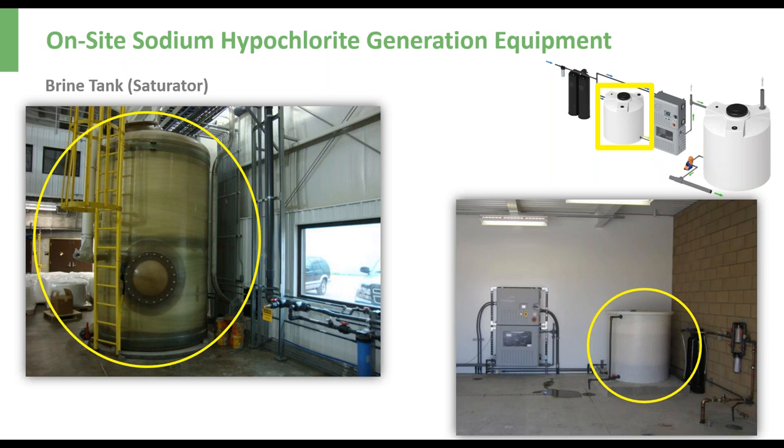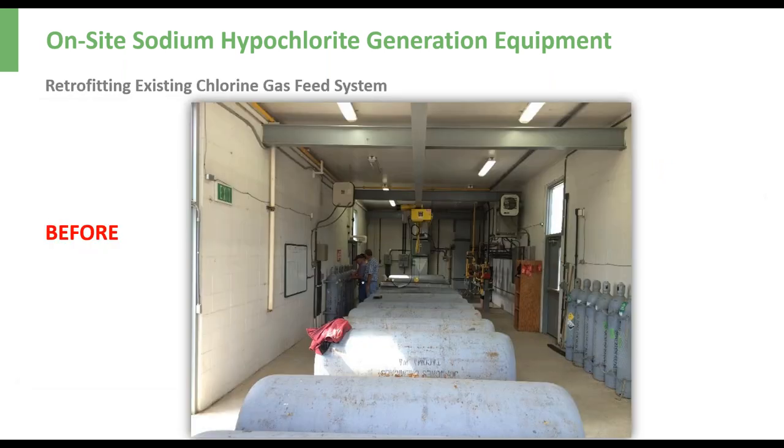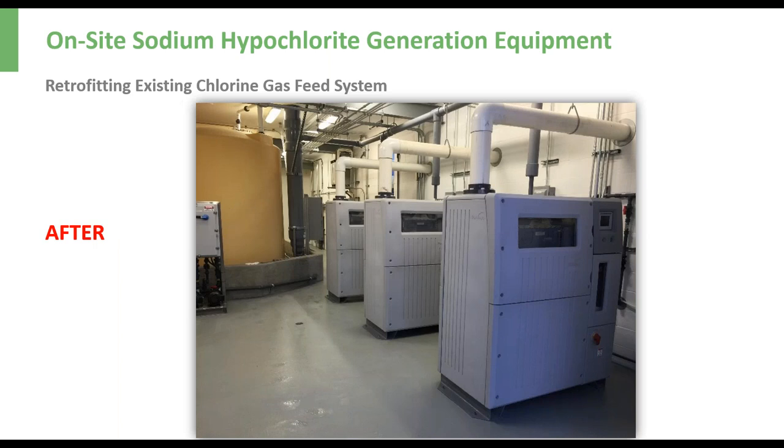Now, I do want to spend a second to talk about retrofitting existing clientele. So this is an example of your typical, let's just call this a 1,000 pound per day system, and retrofitting. So things can be retrofitted. This is your typical chlorine gas cylinder room, and it can be easily retrofitted into a chlorine generating room, a sodium hypochlorite generating room. These are your storage tanks back here. These are the generators right here.